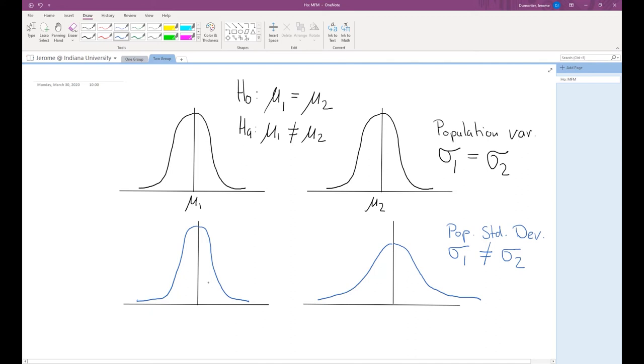Okay. Now, this is what I have illustrated here in the bottom graph, where for city 1, the variance is very small. This is indicated that the mass of the distribution is around mu 1, whereas in city 2, there is a much larger variance. So here we would have that the variance, or the standard deviation in city 1, is smaller than the standard deviation in city 2. Now, we will see that when we implement this in R, the difference is going to be very small in terms of p-value, but it is still something to keep in mind.